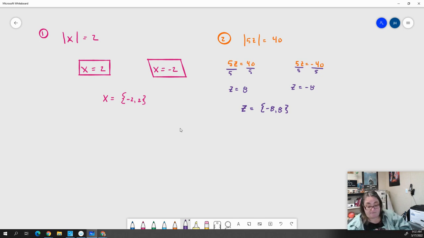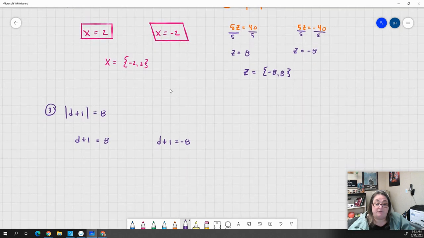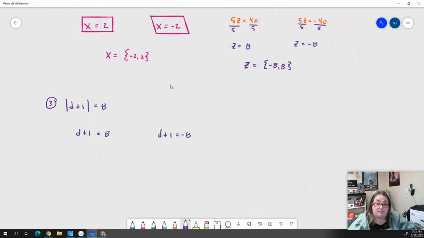What if I have the absolute value of d plus 1 equals 8? Again, we're already isolated, right? The only thing we have to do is set up our two equations now. We're going to get d plus 1 equals 8, and we're going to get d plus 1 equals negative 8. And we're going to solve both of those equations for d.